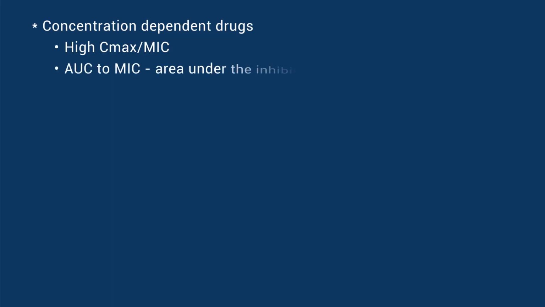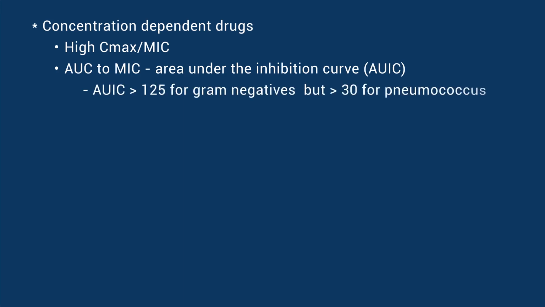The last is, it doesn't matter what the concentration is, doesn't matter what the time is, it integrates both, and we call it area under the curve. The entire curve area above the MIC is what determines the antibiotic effects. The classic example is fluoroquinolone. So, just to give you a physiological application of these 3 principles, aminoglycosides are unique.